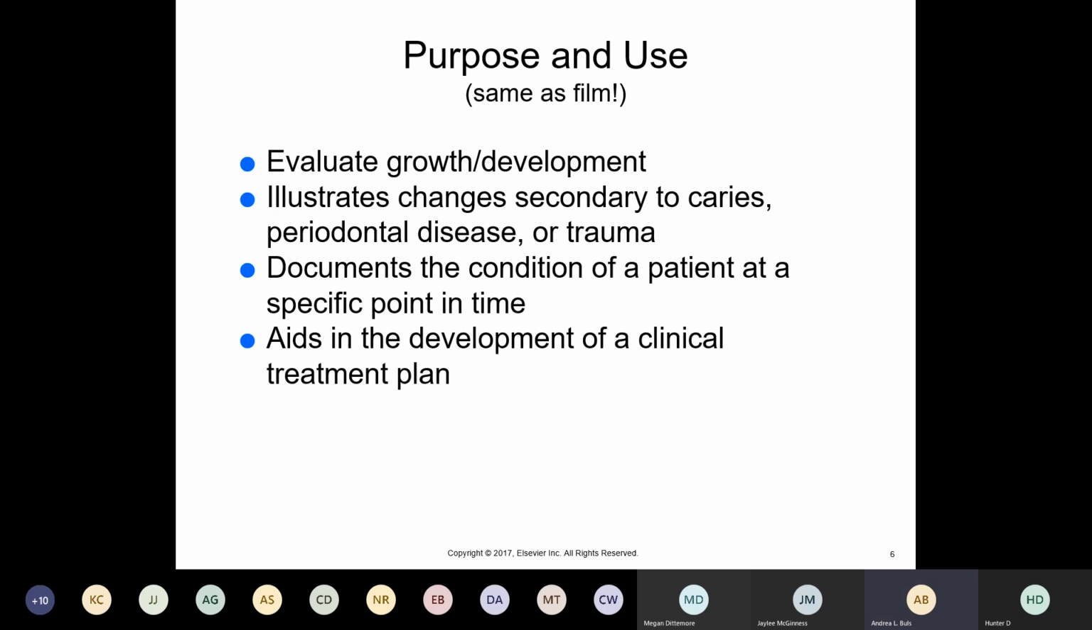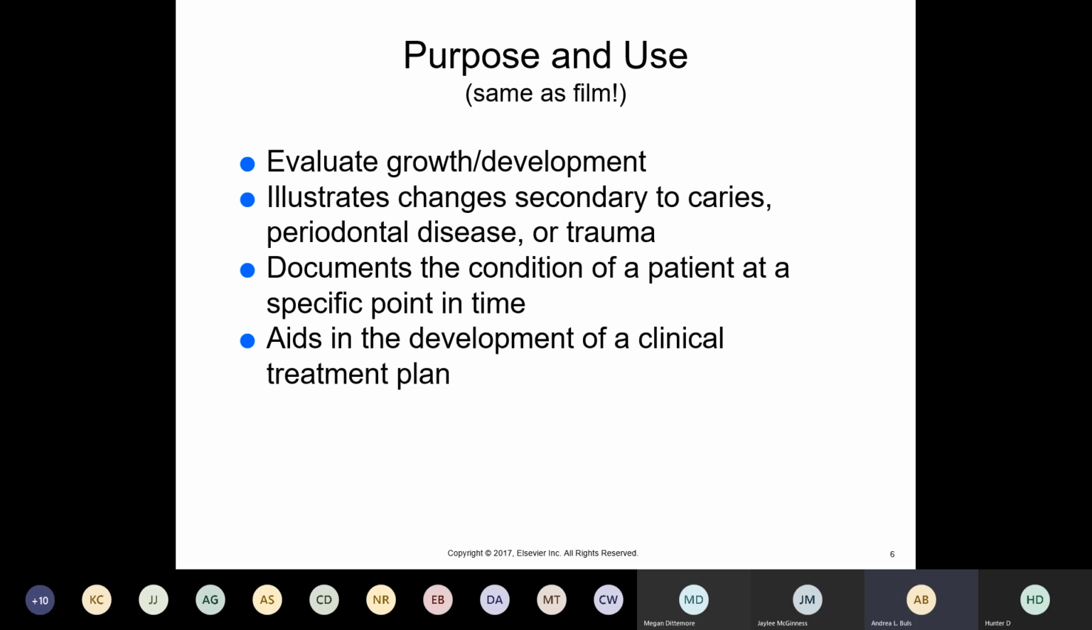Doctors will use x-rays throughout those procedures to kind of see where they are. They're important for evaluating growth and development. They can illustrate changes that can happen due to caries or perio disease or even trauma. And it's nice to document the condition of a patient at a specific point in time.